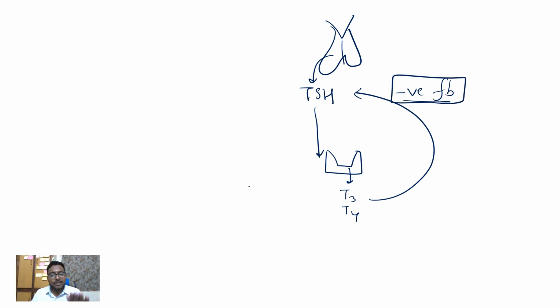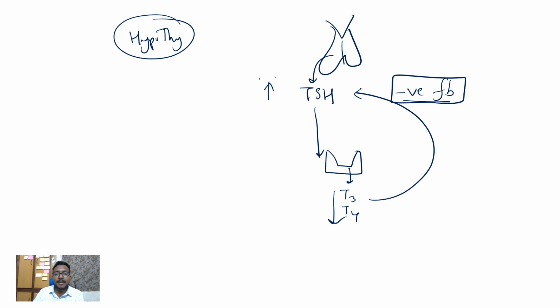Now, what happens in hypothyroidism? Because in hypothyroidism there is a decrease in T3 and T4, there will be less negative feedback. That is why there will be increased TSH, right? Along with the TSH from the anterior pituitary, you also have increased FSH. The bottom line you should understand, I'm writing the line here: FSH and TSH have a common alpha chain.